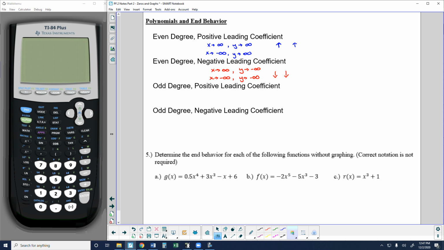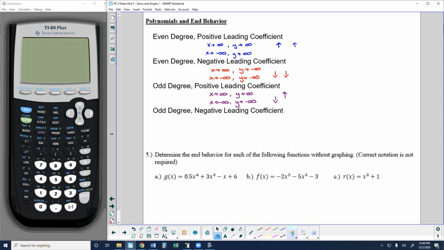If it's odd degree, odd tells us that the ends go in opposite directions. The leading coefficient tells us what happens to the right. So positive leading coefficient means go up to the right. Y approaches positive infinity. Odd means do the opposite to the left. So y would approach negative infinity. So this would go up to the right and down to the left.